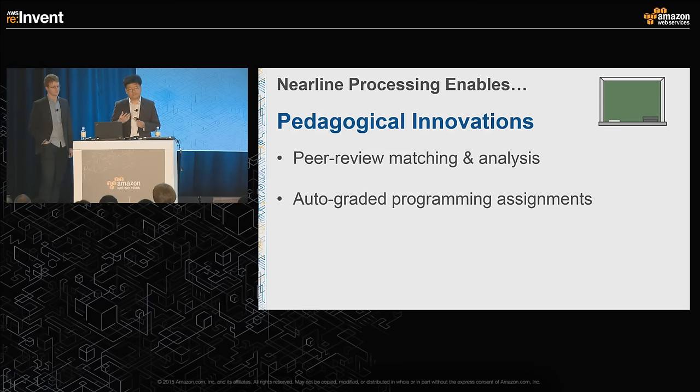In an ideal world, we can hire 1,000 TAs to grade these submissions, but we can't afford that. But we can do the next best thing, which is getting other students to evaluate your work. As part of this system, we need to assign reviewers to your assignments in a fair and efficient manner according to sometimes complex criteria, and nearline processing enables us to do this. And Brandon later will talk about programming assignments.